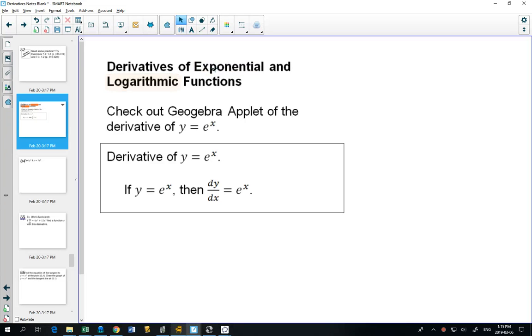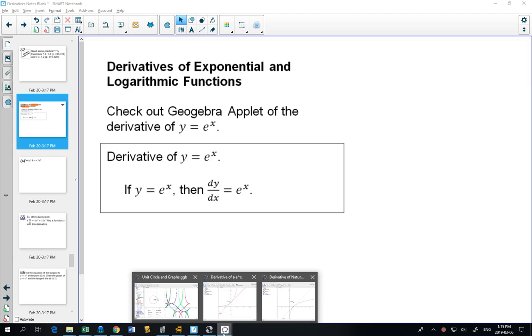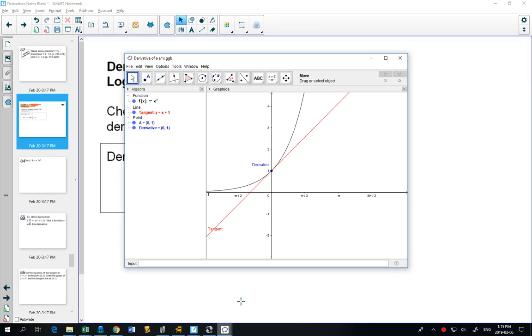Derivatives of exponential and logarithmic functions. We start off with an exponential graph. We have the graph of y equals e to the x, and something magical happens here. Are you ready to watch this?